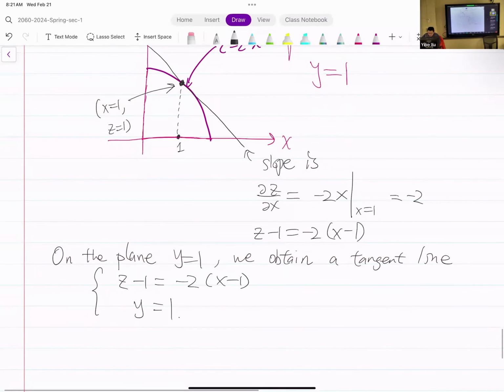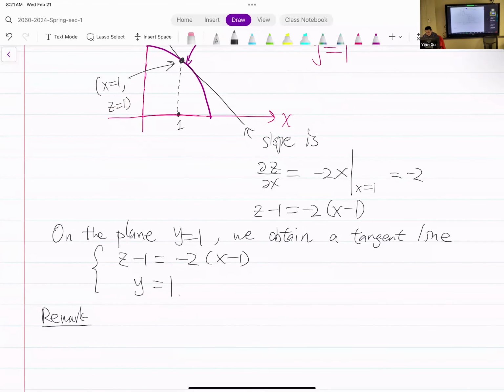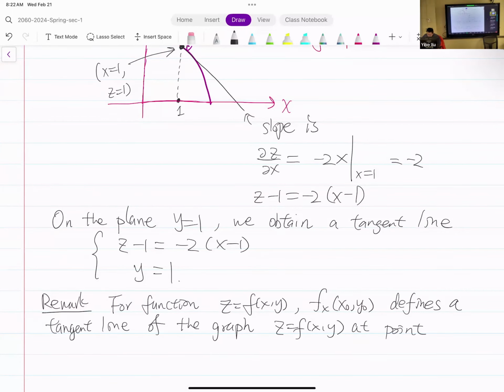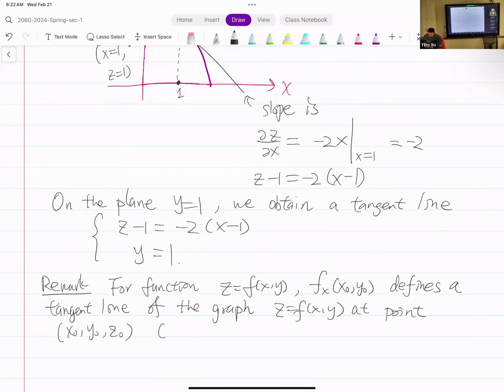Right. So now, an important remark. Now we do see exactly what that partial derivative is representing. This process works for any function and any input pair. So for a function z equals f of x, y, the partial derivative with respect to x at the point x0, y0 defines a tangent line of the graph z equals f of x, y at the point x0, y0, z0. Here, my z0 is the functional value of f at the point.